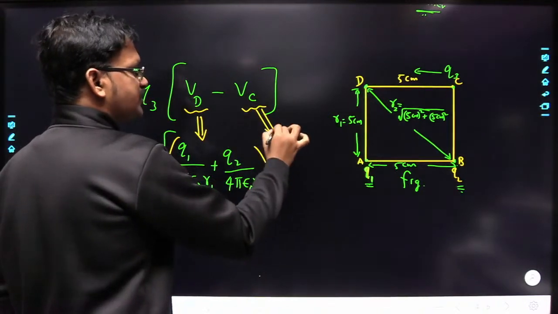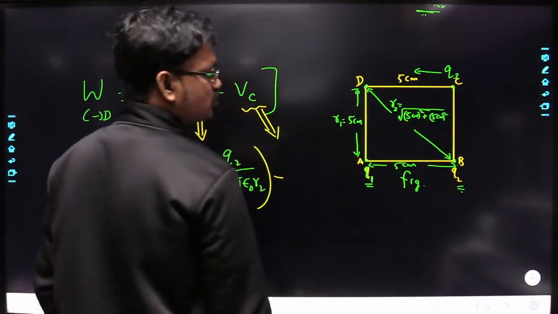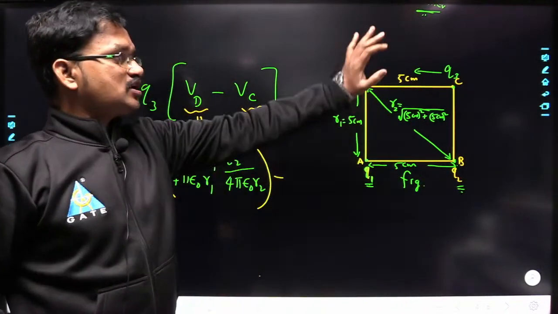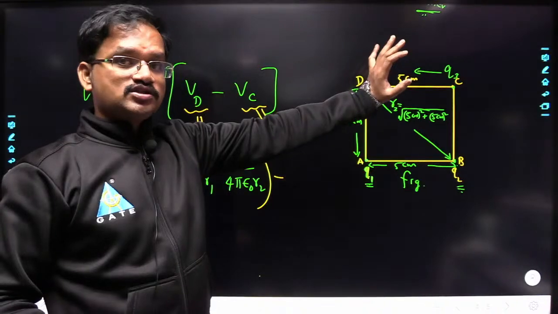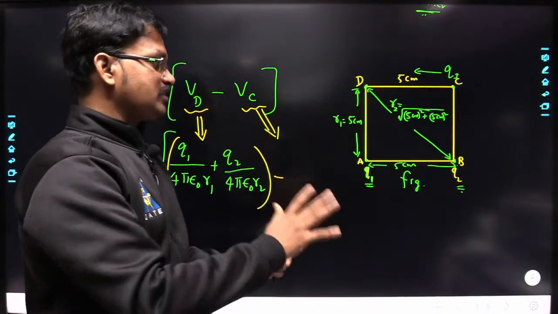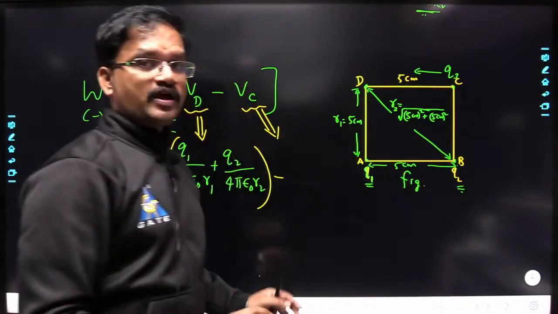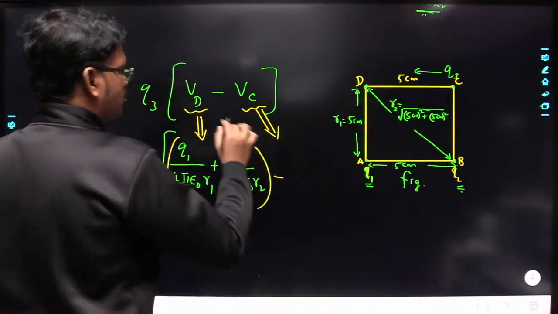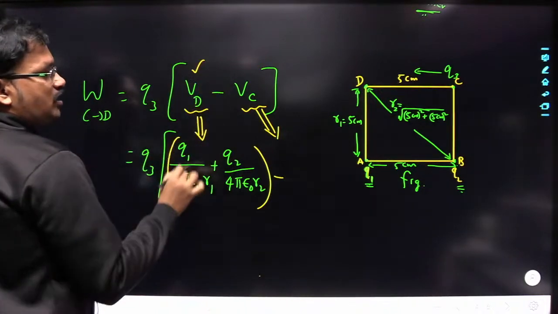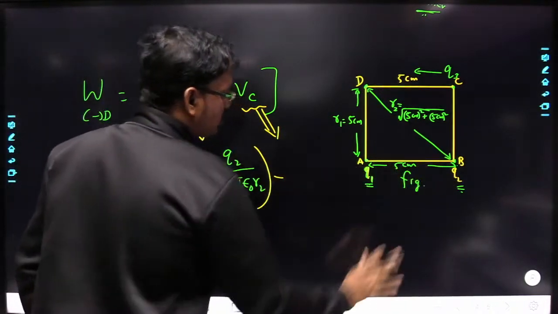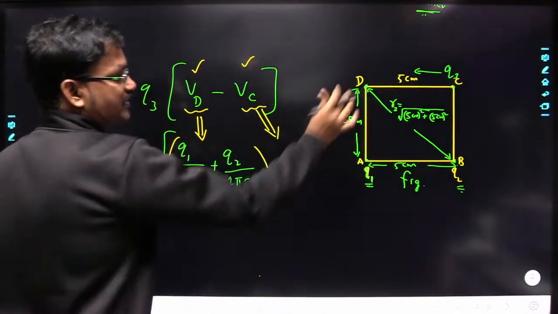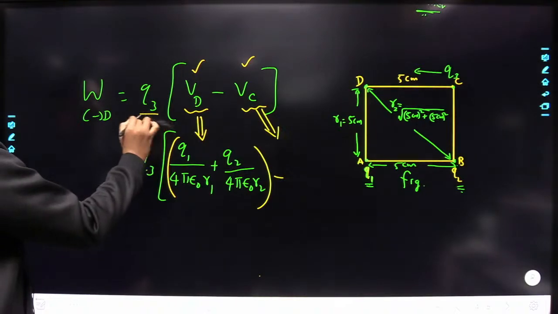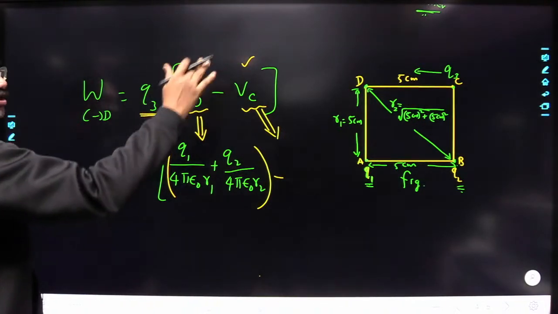So what is the potential at C here? The potential at C due to Q1 and Q2. Understood? See, you are moving the charge Q3 in the field produced by Q1 and Q2. So you have to determine the potential at D due to Q1 and Q2, and the potential at C due to Q1 and Q2, and you have to multiply this with Q3. So you are moving Q3 from C to D.